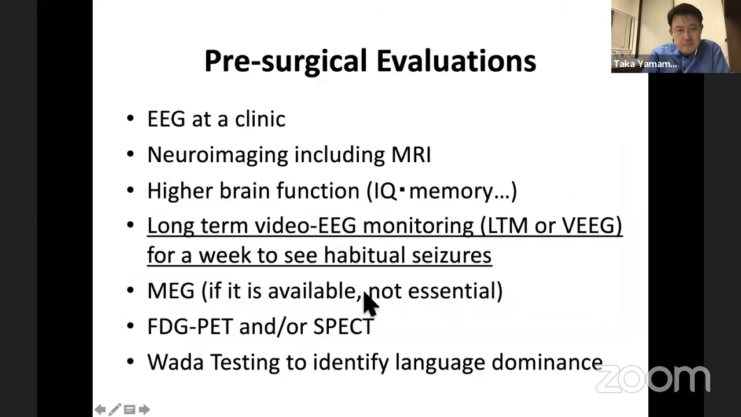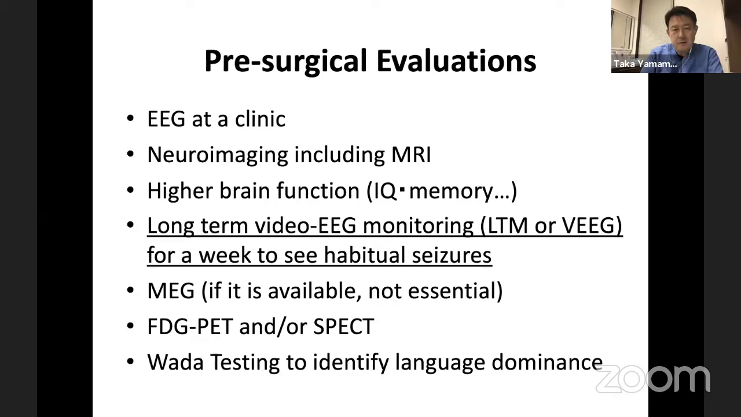And this is a list of pre-surgical evaluations. I think in many countries, epileptologists from neurology will do these pre-surgical evaluations. But in my country, I'm a neurosurgeon, but I work as both an epileptologist and a neurosurgeon, and I always do all these things. The important thing is long-term video EEG monitoring. We say LTM or VEEG. This should be done for a week to see habitual seizures and find the seizure onset zone and habitual seizure semiology. And then we can determine whether the candidate should go to surgery or not.